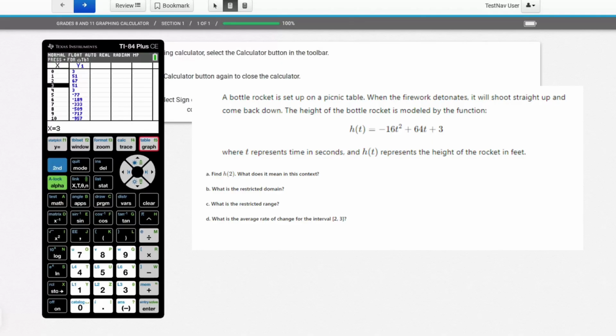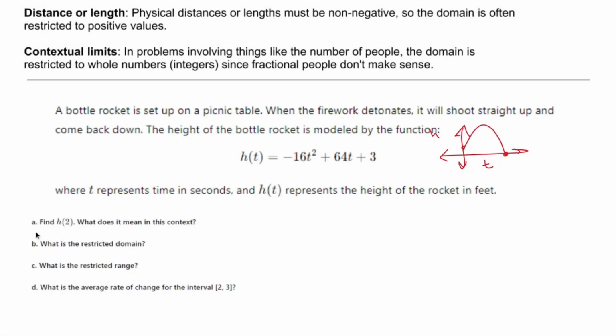Let's use everything that we did and write down our findings, and try to understand what everything means. Okay, so h of 2 we found out to be 67. And what that means is at that moment, the height is 67 feet up in the air. The bottle rocket is 67 feet up in the air. Okay, you plug in 2, you get a height of 67.